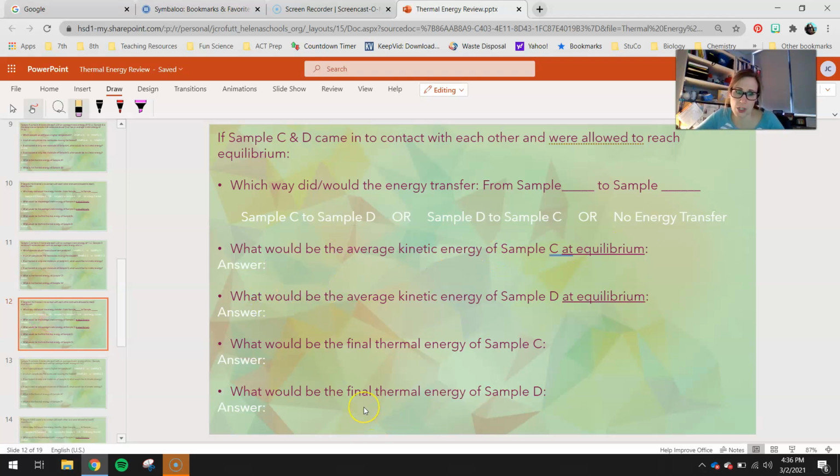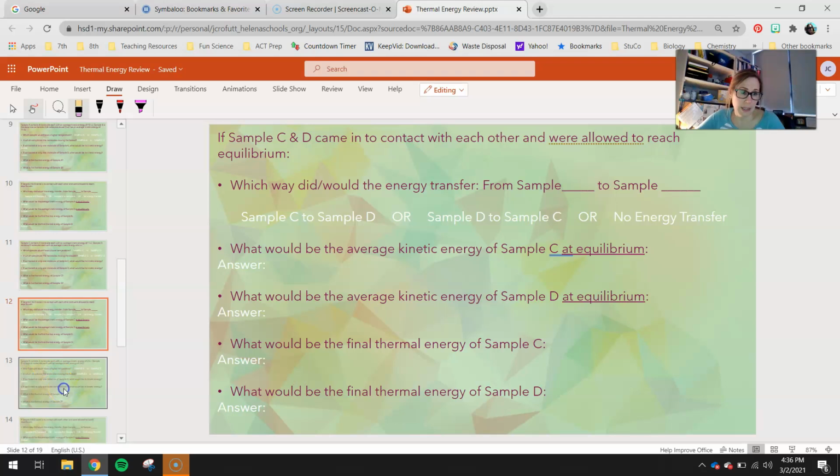Okay, and then last two questions, what would be the final thermal energy of C at equilibrium or D at equilibrium? Hint for you guys, these two answers on this C and D sample will not be the same, because sample D is much bigger than sample C. Okay, so you guys will not have the same thermal energy on sample C and D on this one like you did on the last one.